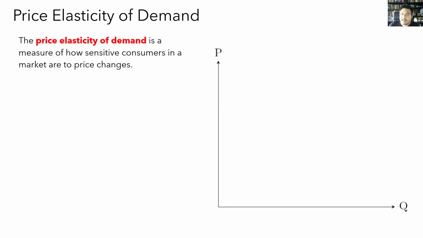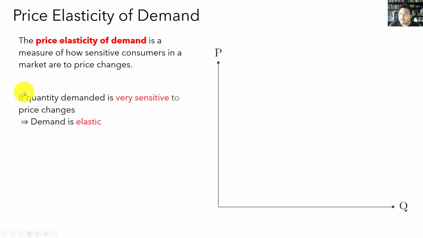The price elasticity of demand, as I already said, is going to be a measure of how sensitive consumers in a market are to price changes. And so if the quantity demanded is very sensitive to price changes, then we say that the demand is elastic. And so here's an example of a demand curve that is elastic. So here's a very elastic demand curve.